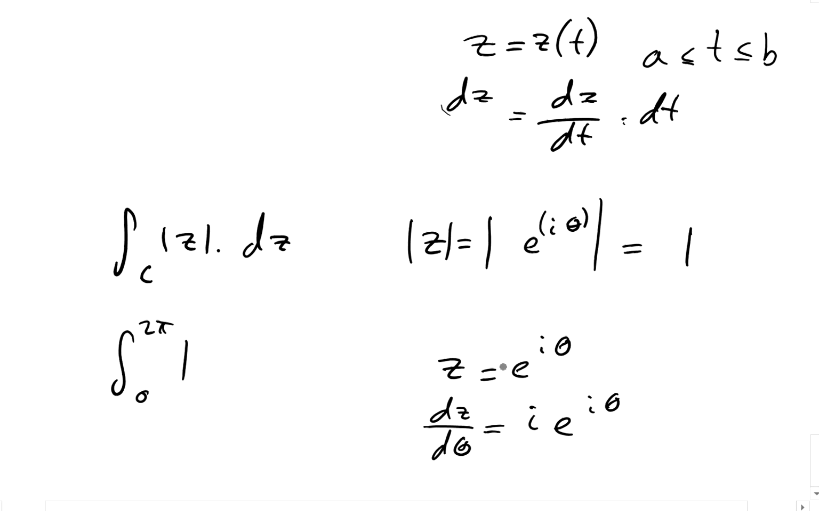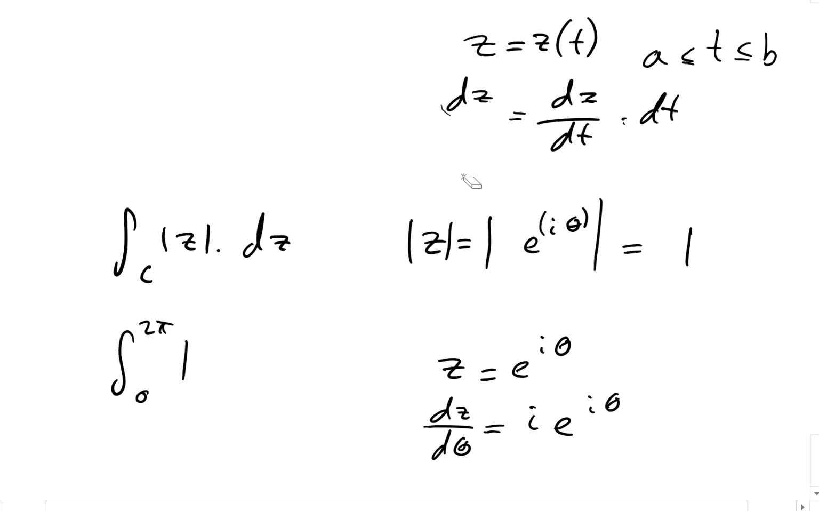Z is e to the i theta, so therefore dz by d theta is going to be i e to the i theta. Why have I just let r equal 1? Well, I'm just parameterizing. So I can let r equal whatever I like, and just for convenience, I let it equal 1. Because it's parameterization, I'm just parameterizing it over the curve. Remember, I'm defining the curve. I'm in charge of it. So I just let r equal 1.